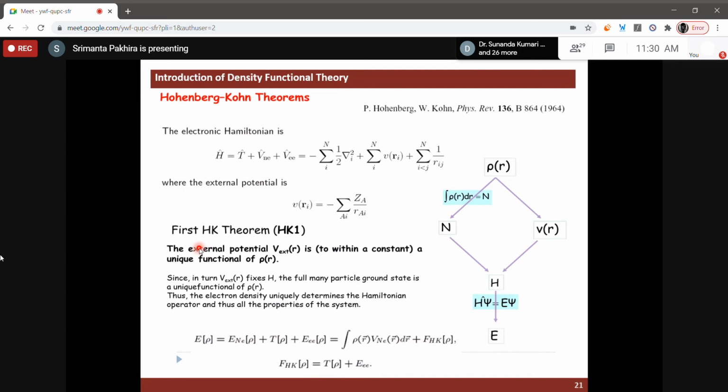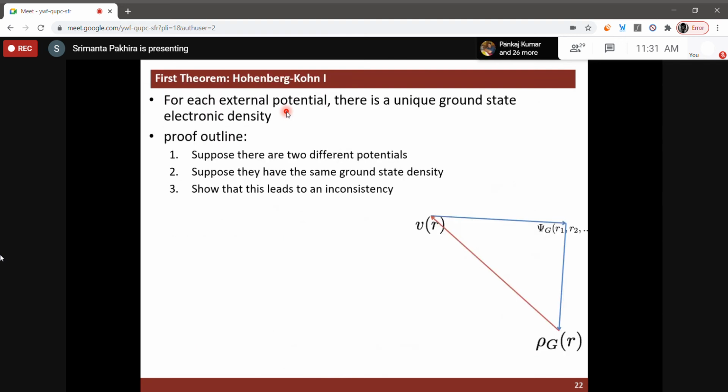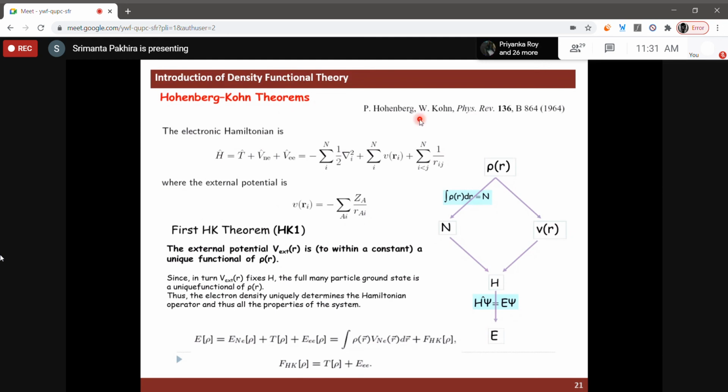So what is the first theorem? That the external potential is a unique function of rho(r). This is the first Hohenberg theorem in electronic structure theory. So again, I'm just interpreting it in such a way. They tried to prove this theorem in the paper. If you go to that particular paper, you will get much more idea about what they did.